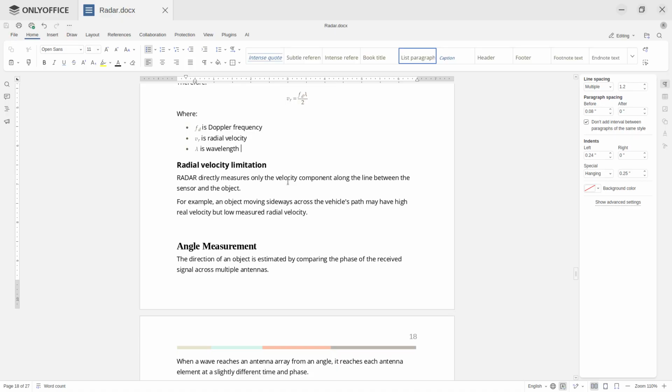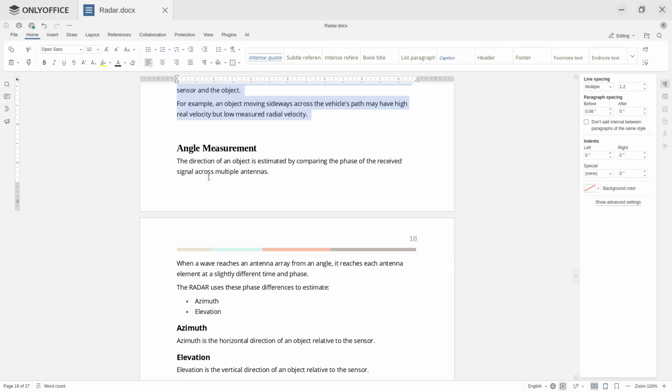Radial velocity limitation. Radar directly measures only the velocity component along the line between the sensor and the object. For example, an object moving sideways across the vehicle path may have high real velocity but low measured radial velocity. This is a very important thing to understand.